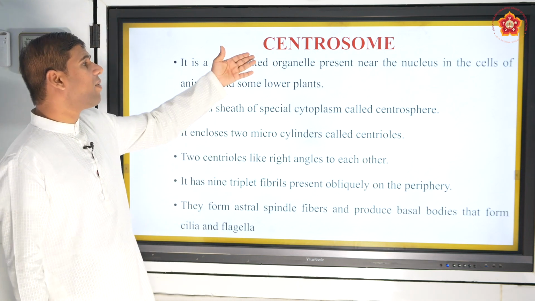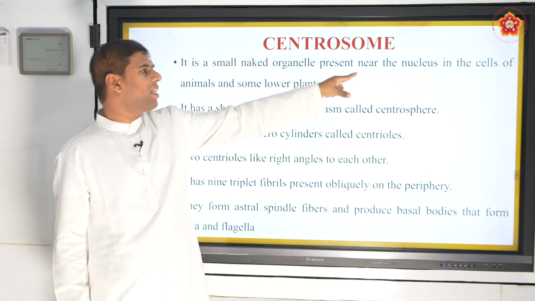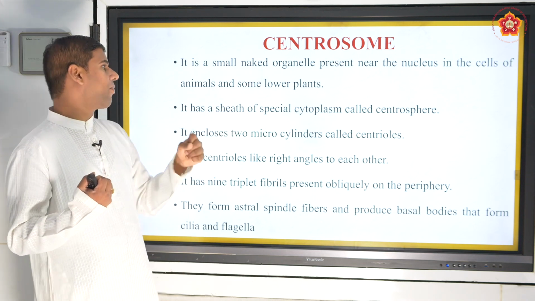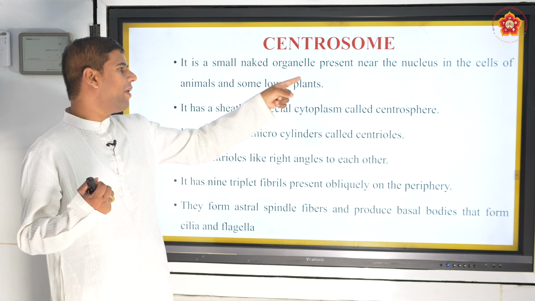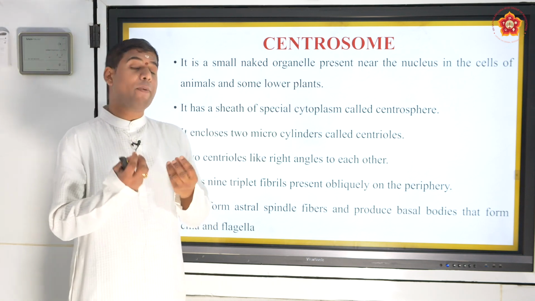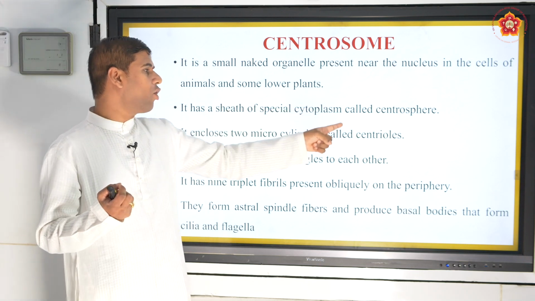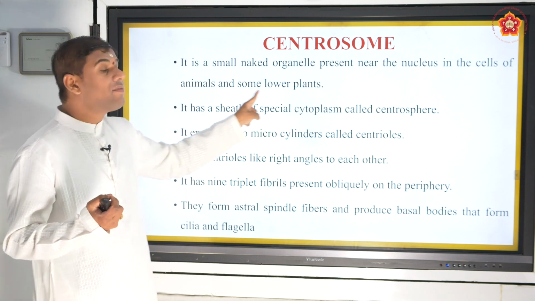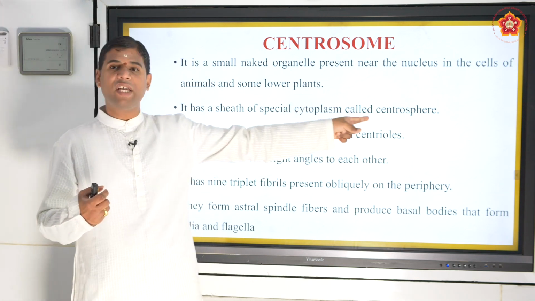Coming on to the next one, that's the centrosome. The centrosome is a small non-membranous organelle present near the nucleus of the cells, and in some lower plants. Near the nucleus you will find the centrosome, and it has a sheath of special cytoplasm called the centrosphere.